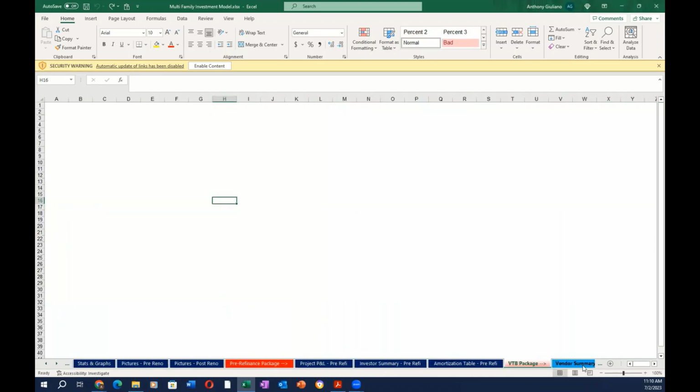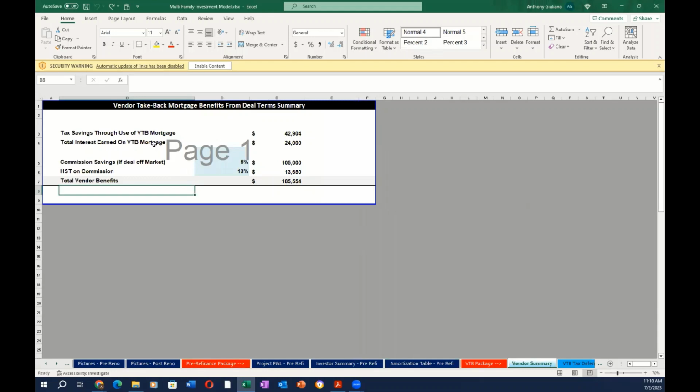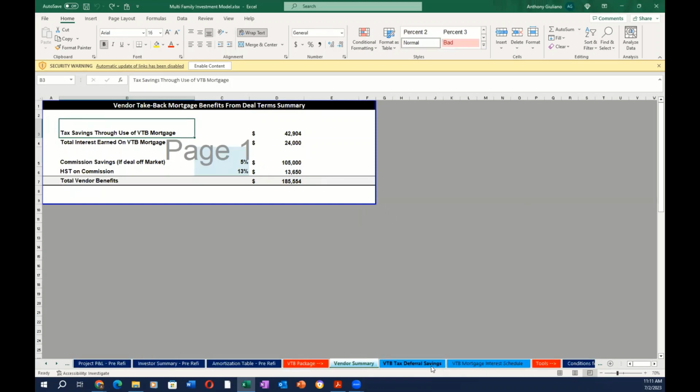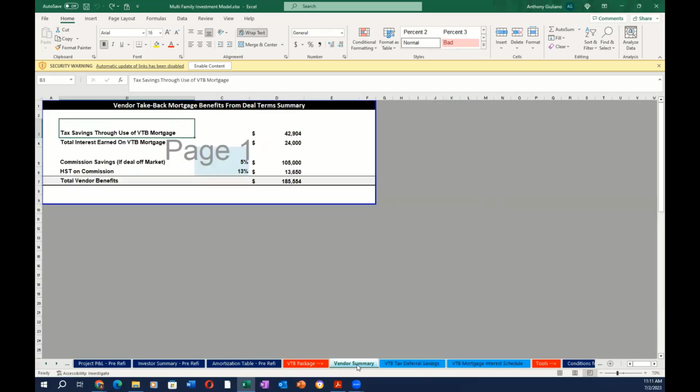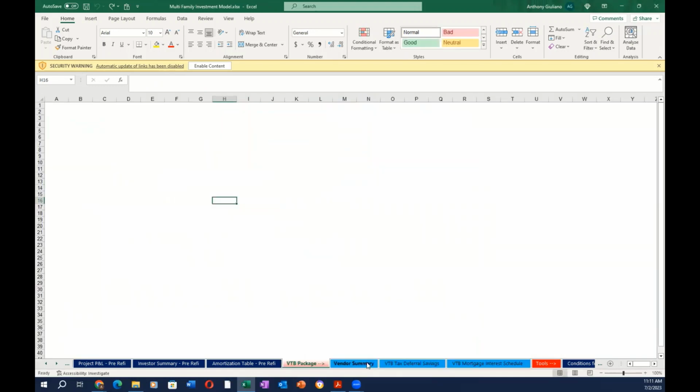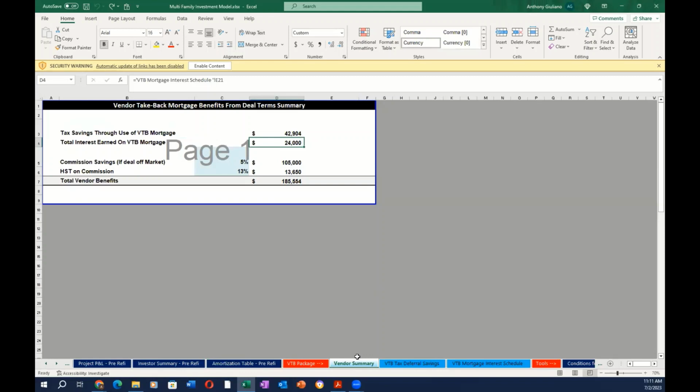In addition to that, what will get generated here is the summary of the tax savings, which gets calculated in this tax deferral, which I'll go through in a lot more detail in coming minutes. The cash earned on the VTB mortgage, and also the savings in commission. So as you can see under this deal, I could present this package, which can just be printed out by selecting the tab and pushing Control P, and hand it over to the vendor and say, hey, this is what I'm estimating your savings are by giving me a VTB mortgage on this deal. $185,000 on this deal, quite sizable.